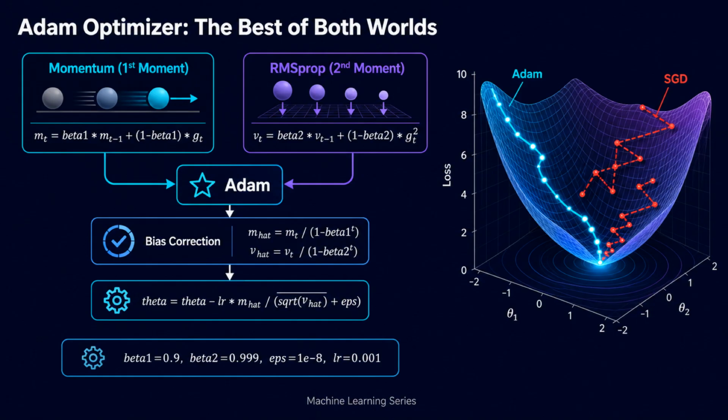A crucial detail is bias correction. Since both moving averages are initialized at 0, they are biased toward 0 in early training steps. Adam applies correction factors to counteract this initialization bias. The default hyperparameters of learning rate 0.001, beta 1 of 0.9, and beta 2 of 0.999 work well across a wide range of problems, making Adam the most popular optimizer in deep learning today.